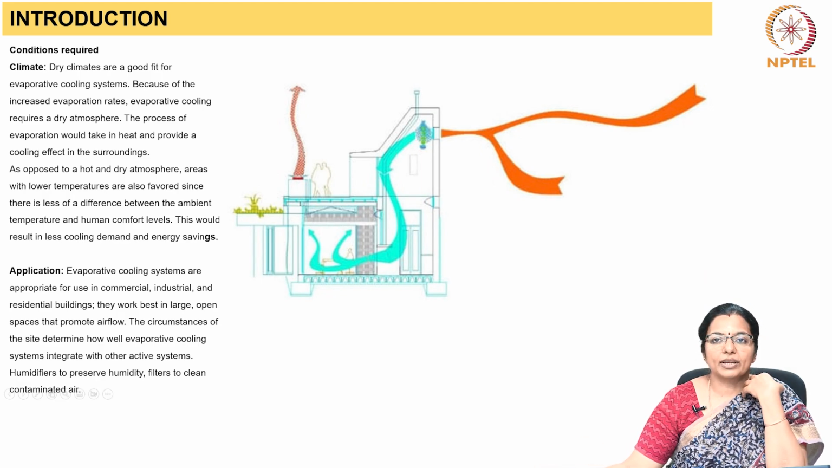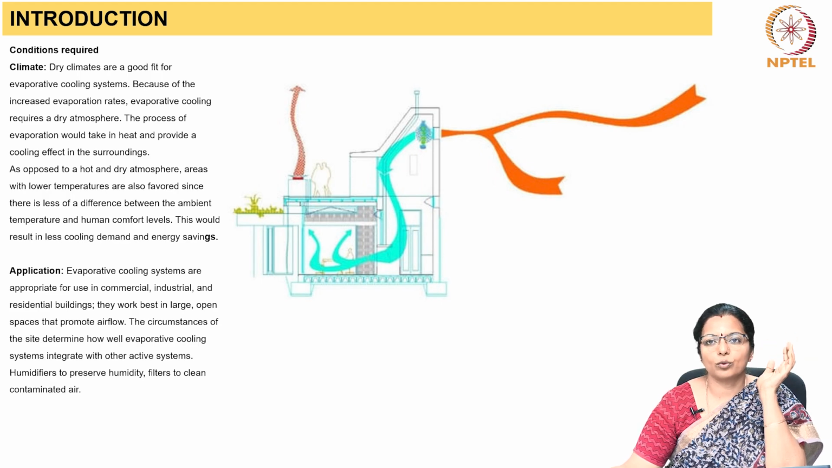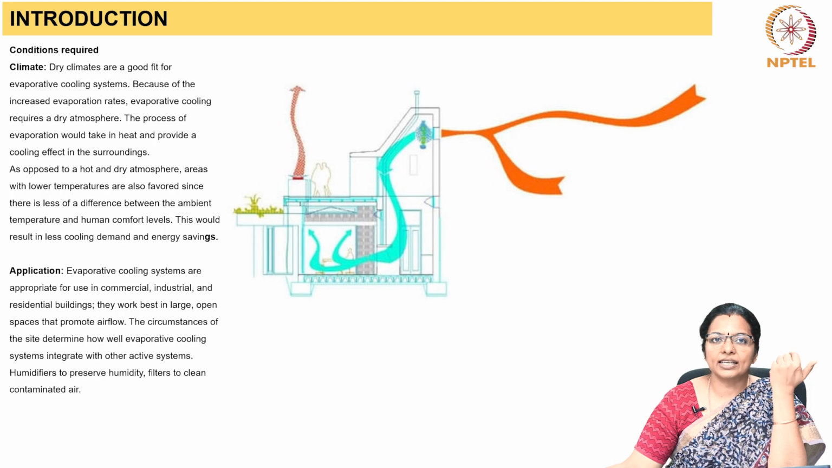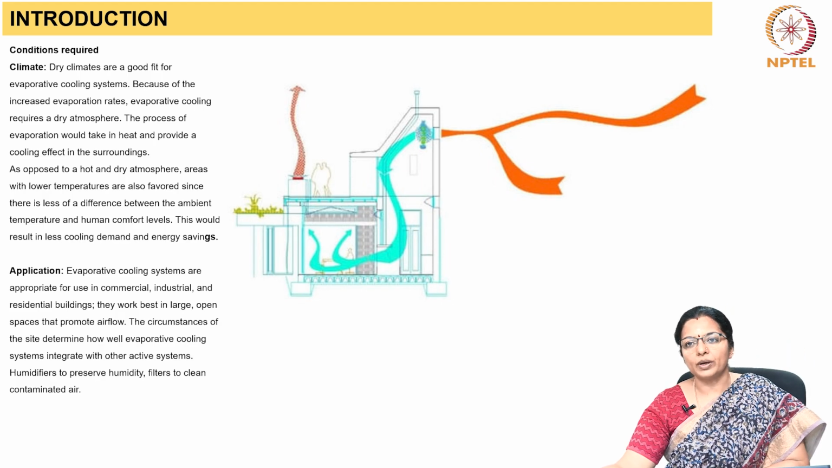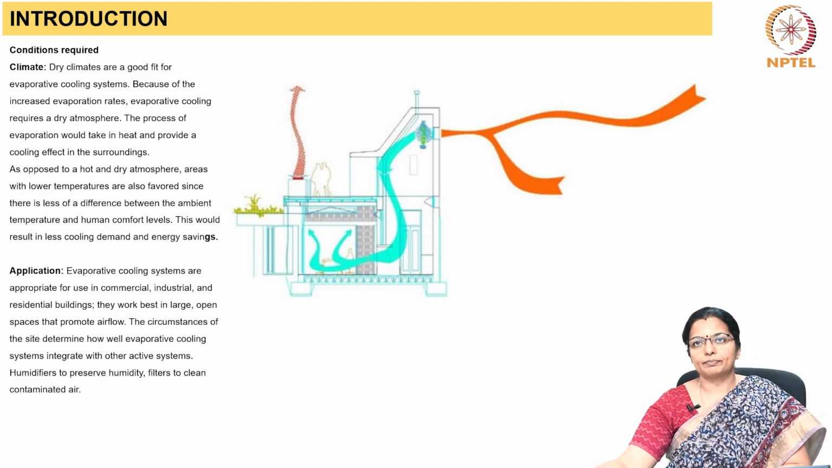Let us look at the application. Evaporative cooling systems are appropriate for use in commercial, industrial and residential buildings. They work best in large open spaces that promote airflow. The circumstances of the site determine how well evaporative cooling systems integrate with other active systems. Humidifiers to preserve humidity and filters to clean contaminated air must also be used and incorporated.